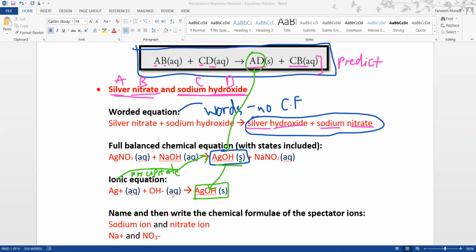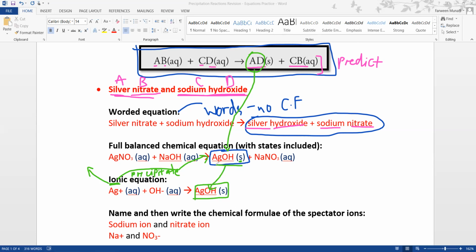And when we say ionic equation, guys, what's an ion? Can anyone remember from chapter 3? How would we define an ion? Yeah, excellent. So an ion is either positively charged or negatively charged. For this reason, in an ionic equation, you have to include the charge of each ion that's involved.